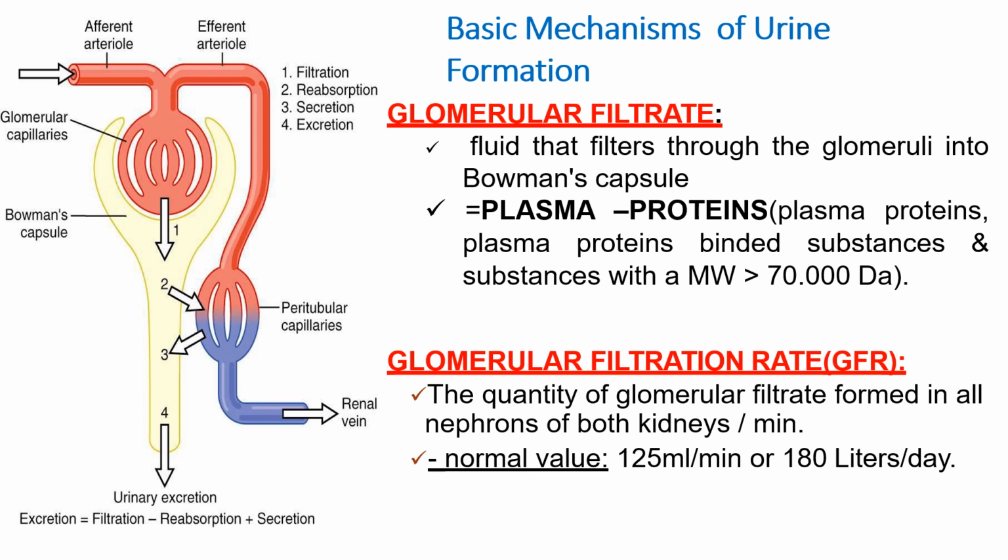And glomerular filtration rate is the quantity of glomerular filtrate formed in all the nephrons of both kidneys per minute. The normal value of this glomerular filtration rate is 125 ml per minute or 180 liters per day. So remember the units, don't just remember the number. 125 and 180 both are there, but the units make a very big difference. It is 125 ml per minute or 180 liters per day. These values are very important.